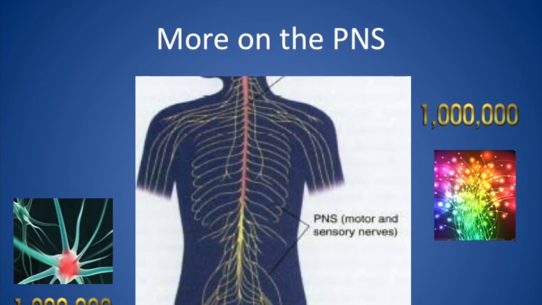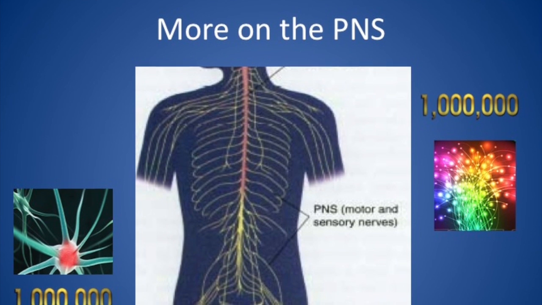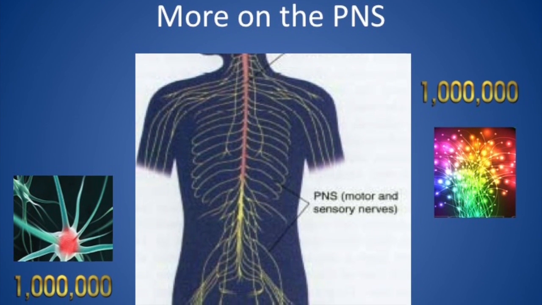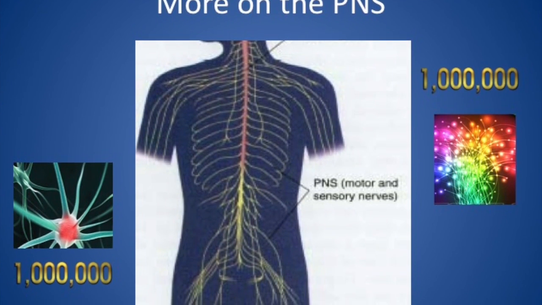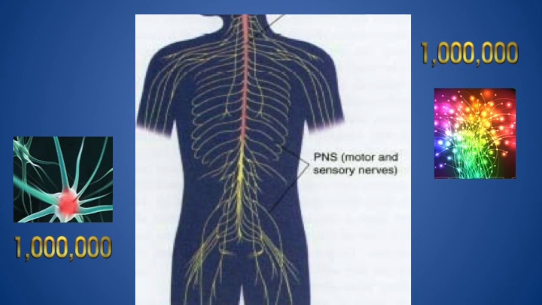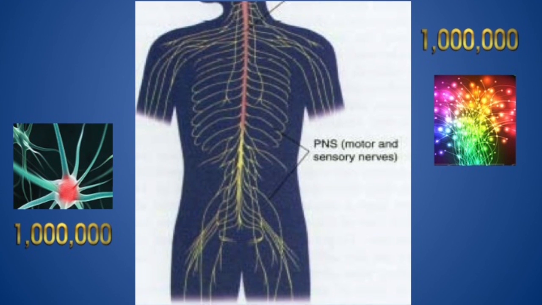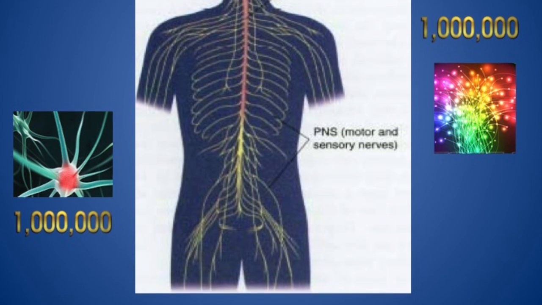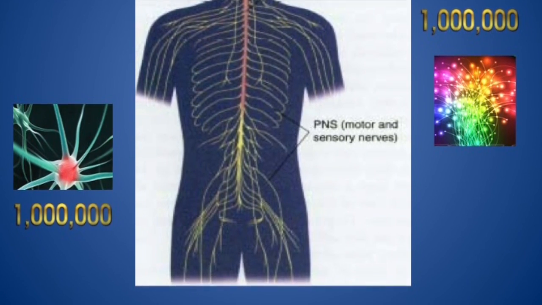The PNS is made up of nerves and nerve networks. They are bundles of axons, which are long, slender projections of a neuron that conduct electrical impulses away from the neuron's cell body. The body contains millions of sensory neuron receptors that react to stimuli from the environment.